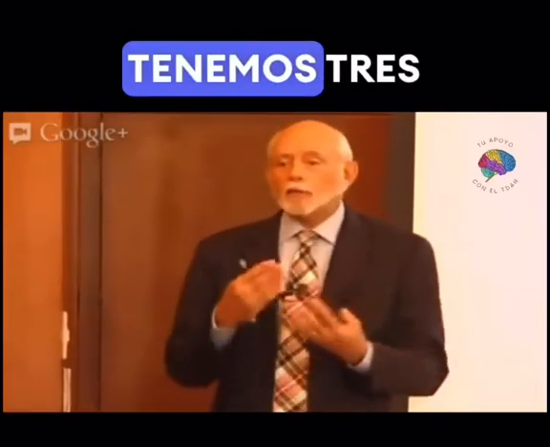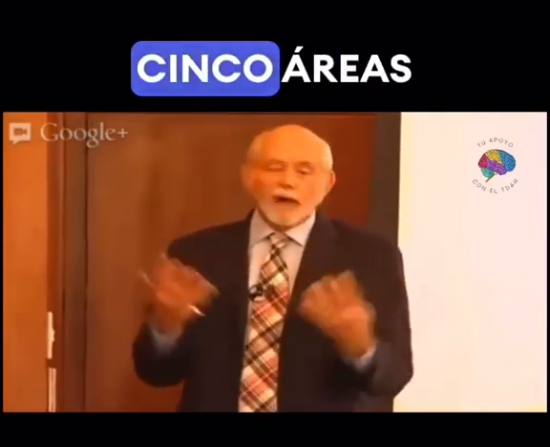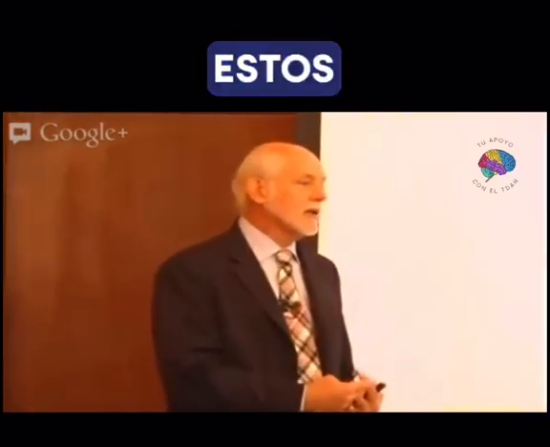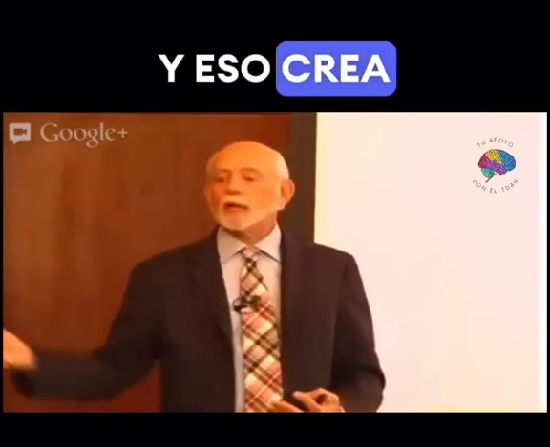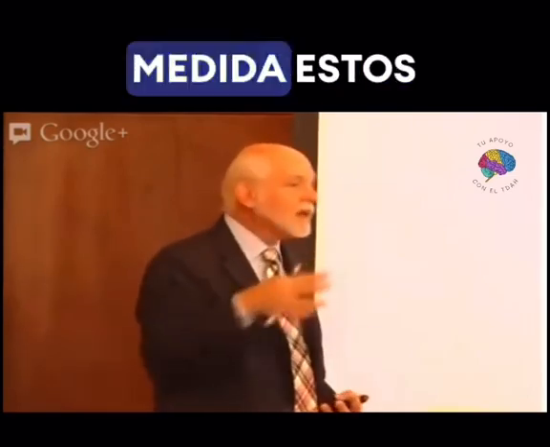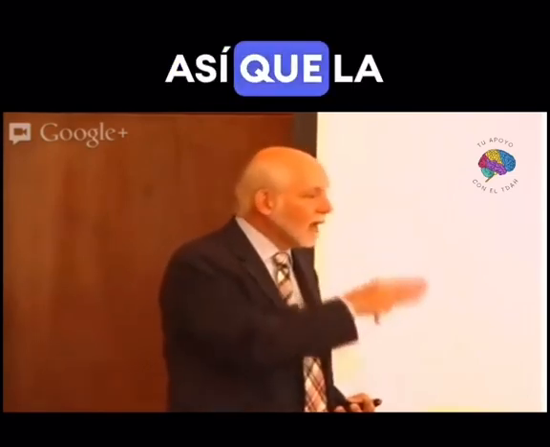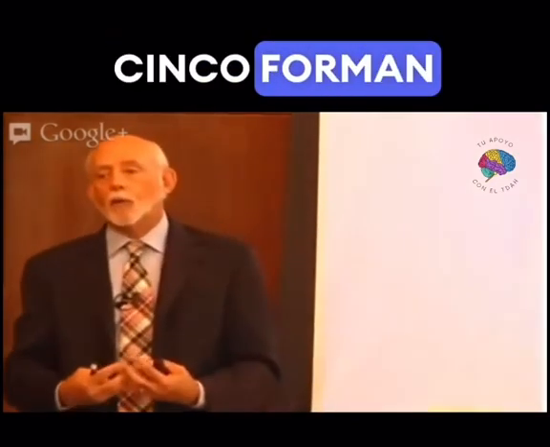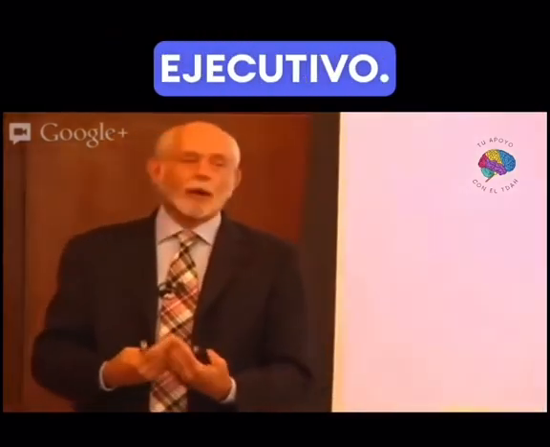So we have 3 circuits made up of 5 brain areas which we know are not functioning well in these individuals. And that creates a range of symptoms and differences among people and how much these circuits are impaired, so the heterogeneity is part of that. But all 5 of these form the executive brain.